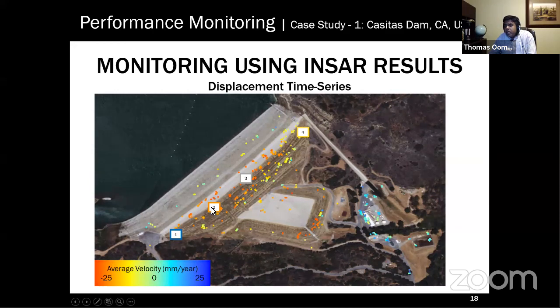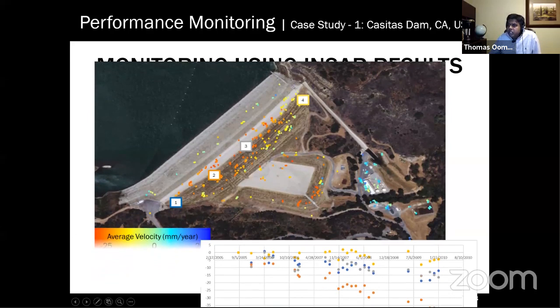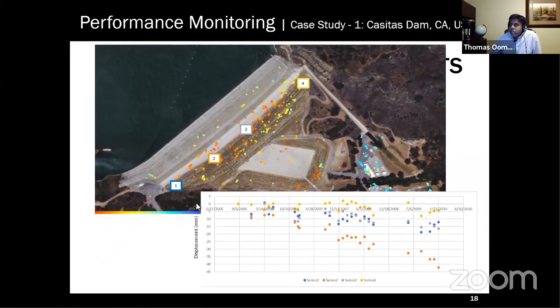So you can see 1, 2, 3, and 4. And let me show you the time series of that. So here on the x-axis, we have the time from 2005 to 2010. And on the y-axis, we have the displacement in millimeters. And you can see that this color represents 4. So the first one is 4, the blue, which is 1, and gray, which is 3.